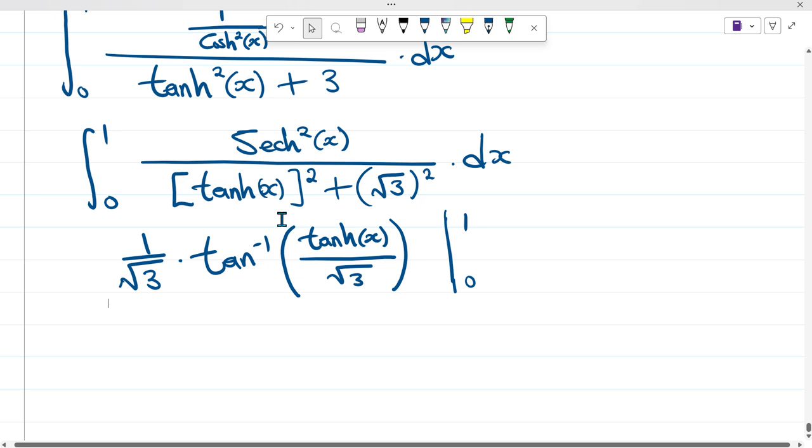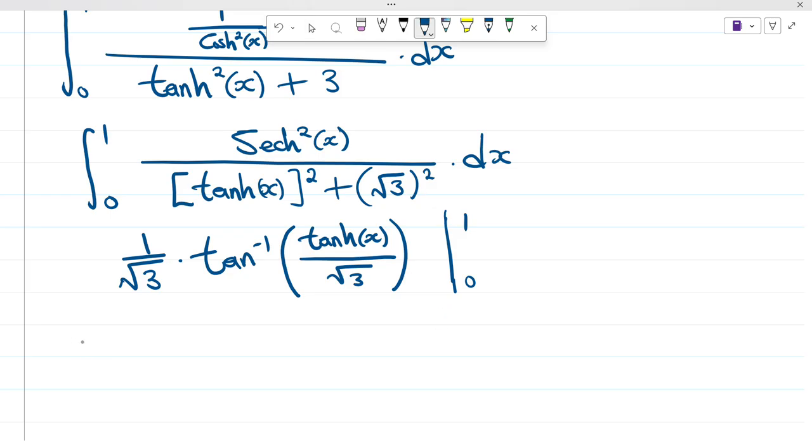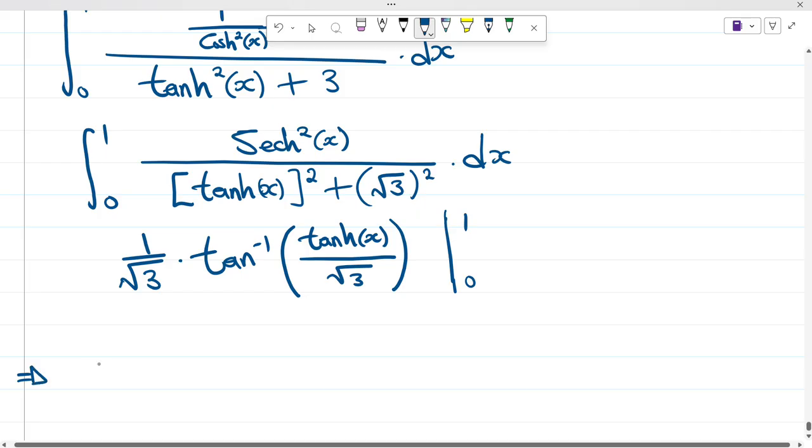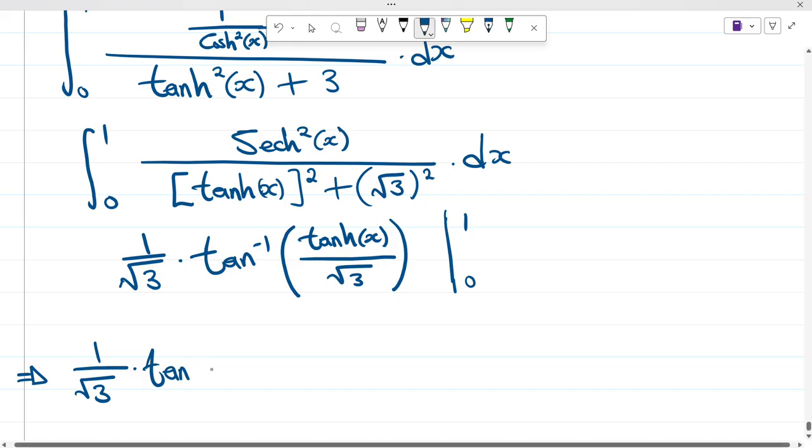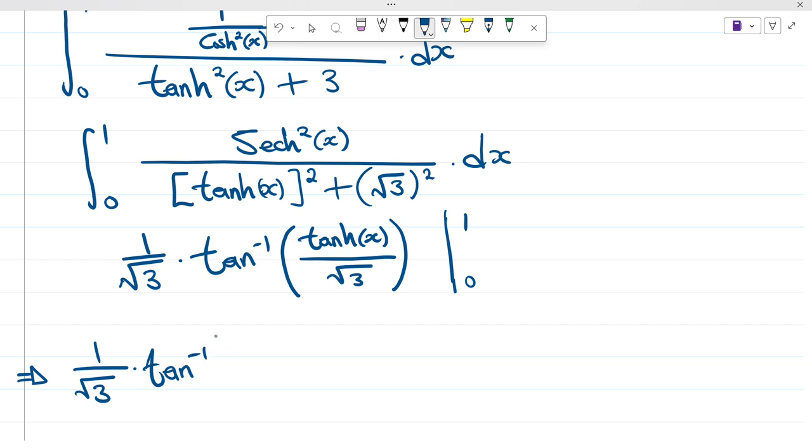And then from there, what do we do? We just substitute our limits, right? It should be easy. It's just gonna be 1 over root 3 multiplied by tan inverse. One more thing is to make sure that you have your calculator in radians, because now you're dealing with a trigonometric function, an inverse trig function. You need to make sure that your calculator is in radians for you to get the correct answer. So now I'm just substituting.